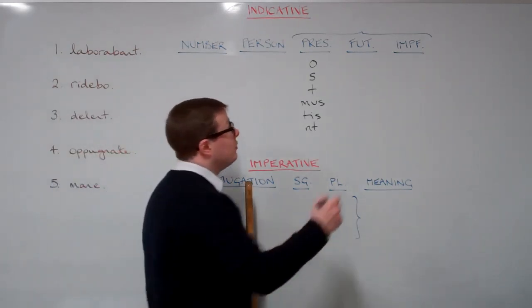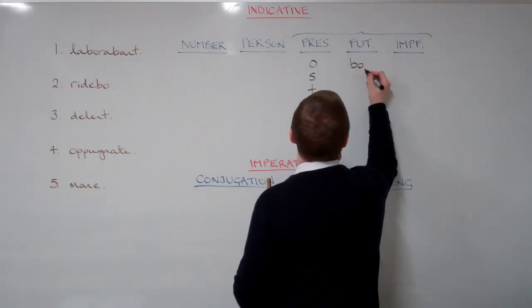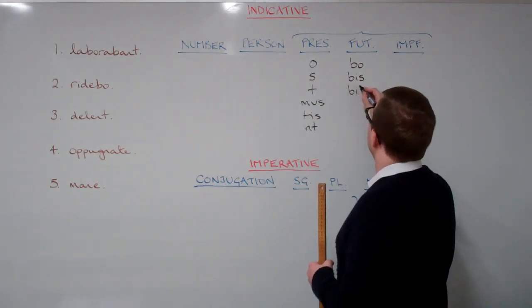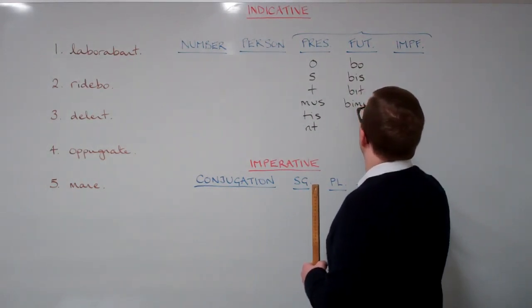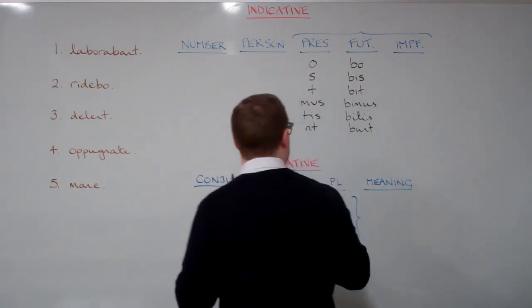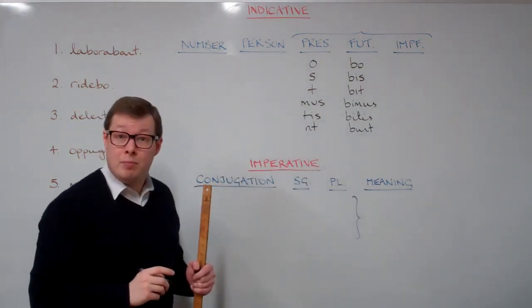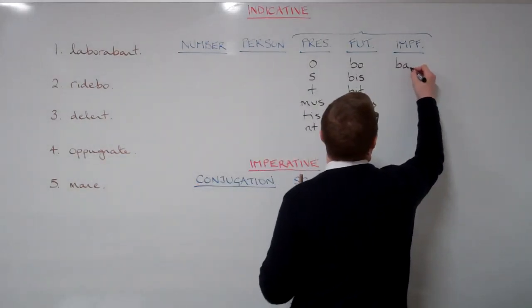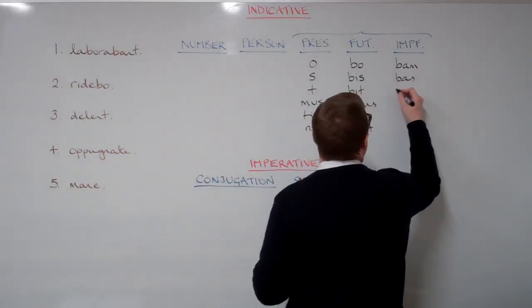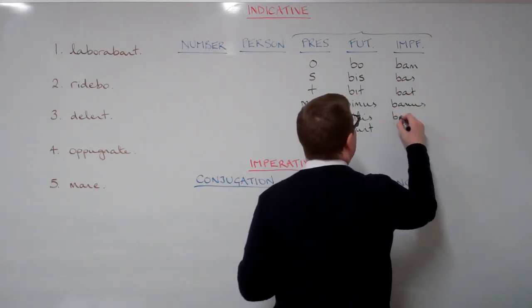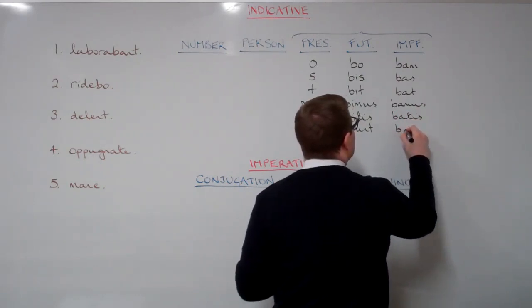The future tense is a little more complicated to remember because the vowels change. It begins with an O, like so, then switches over to an I for the next 4 forms, and ends with a U. Bo, bis, bit, bimus, bitis, and bunt. The imperfect, however, is a little more user-friendly because it keeps the same A throughout its 6 forms. Bam, bas, bat, bamus, batis, and bant.